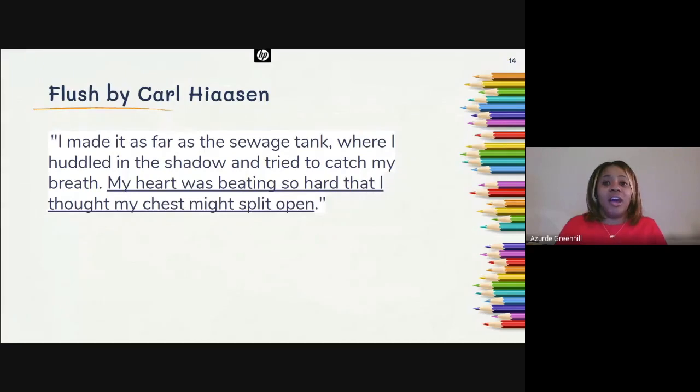And then in Flush, I made it as far as the sewage tank where I huddled in the shadow and tried to catch my breath. My heart was beating so hard that I thought my chest might split open. So, literally, is someone's chest going to split open? No, it's not. But his heart was beating so fast that that's what he thought was going to happen. So, that's an exaggeration.